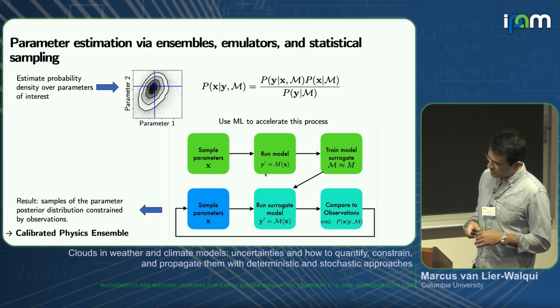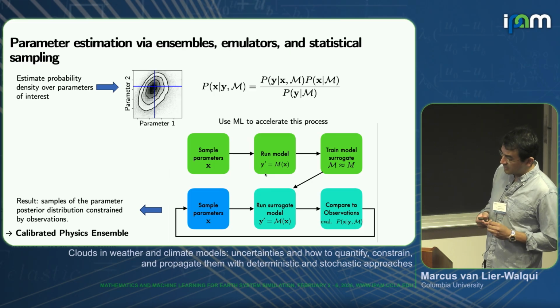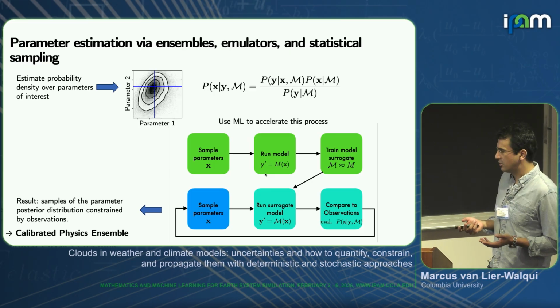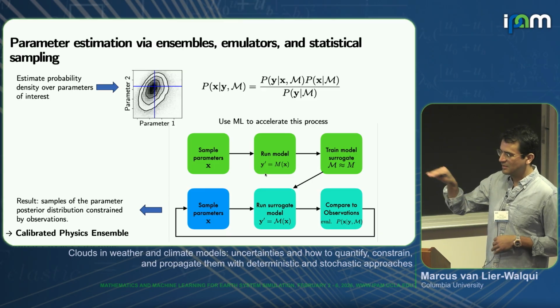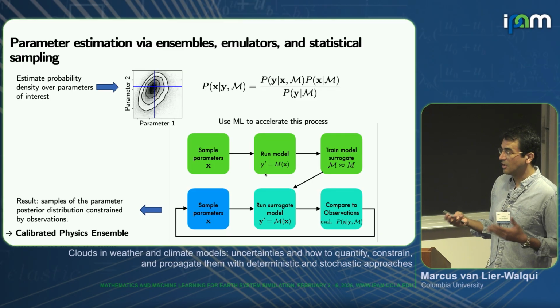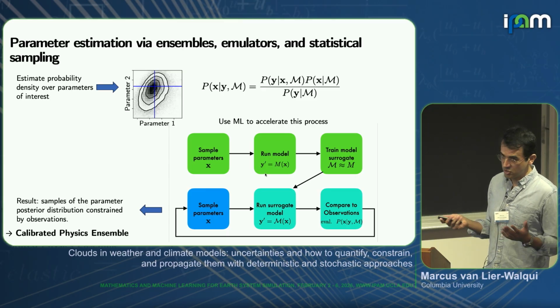And we've called this, because we need more terminology in the field, calibrated physics ensemble. And really, it's a calibrated parameter ensemble. And we kind of leave that physics instead of parameter there in the hope that we expand this out to cover structure at some point.